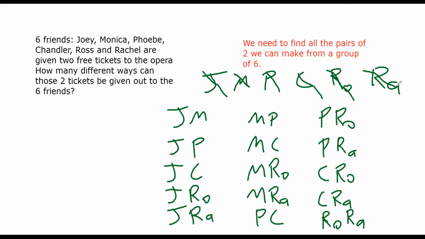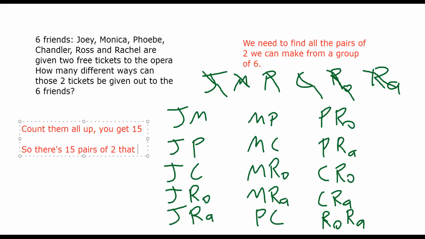So it appears to me that in this kind of problem, it just makes sense for us to list out all the possible pairs. And then what are we going to do? To answer the question, we need to just count. It wants to know how many different ways can these 2 tickets be given out. We just need to count all the possible pairs of 2, and we're done. And it looks like it's going to be 5 times 3, 15. So there's 15 pairs of 2 that can be formed from these 6 friends. And that's it.